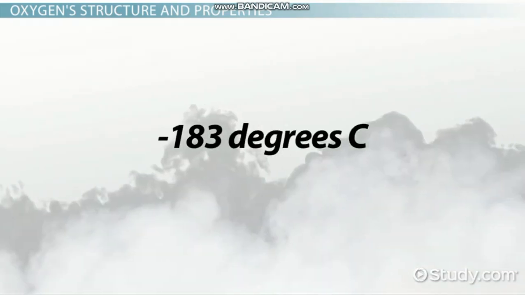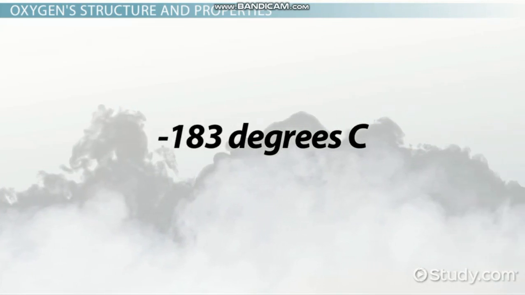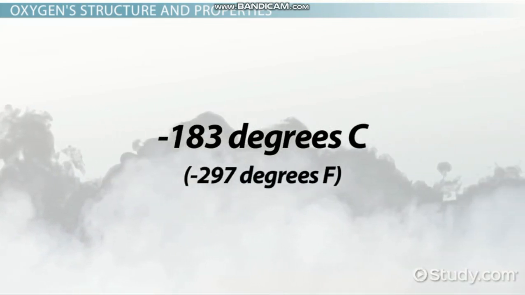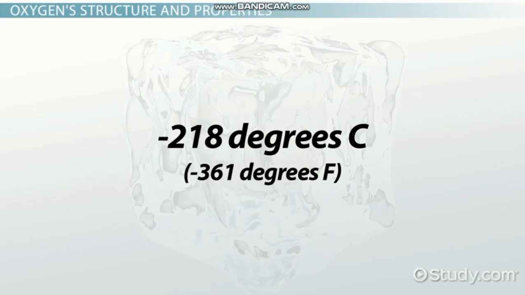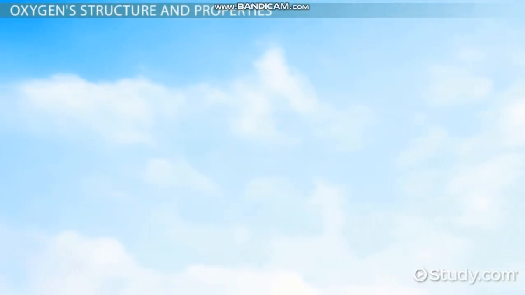It boils around negative 183 degrees Celsius, which is negative 297 degrees Fahrenheit, and freezes at negative 218 degrees Celsius, or negative 361 degrees Fahrenheit. So in our environment, it's virtually always a gas.